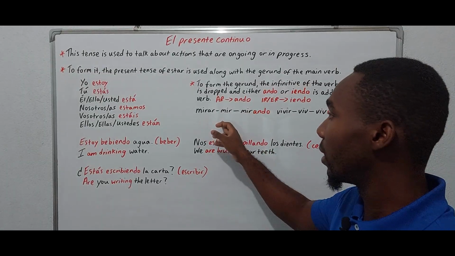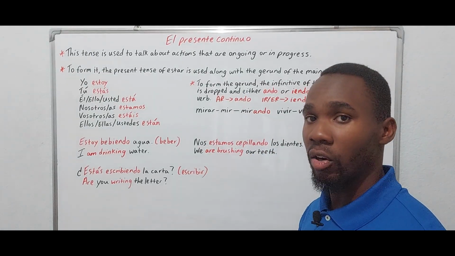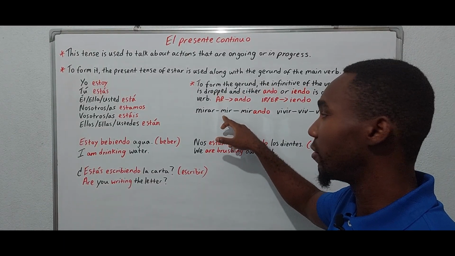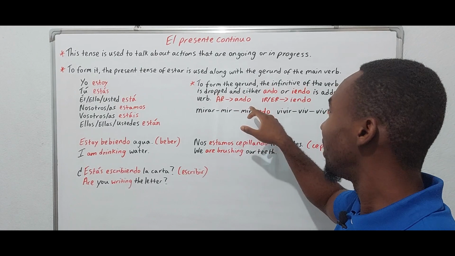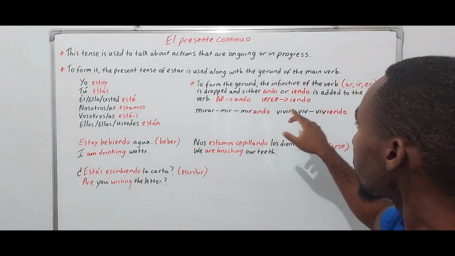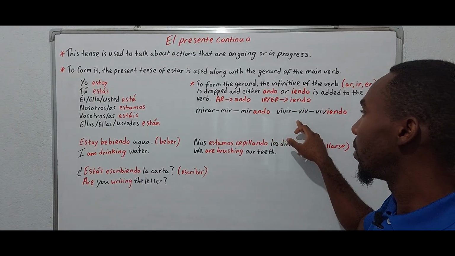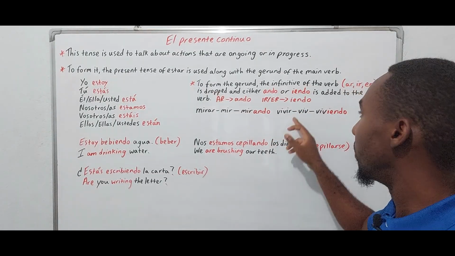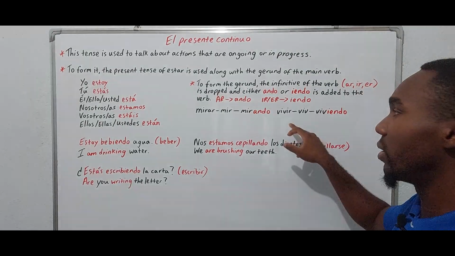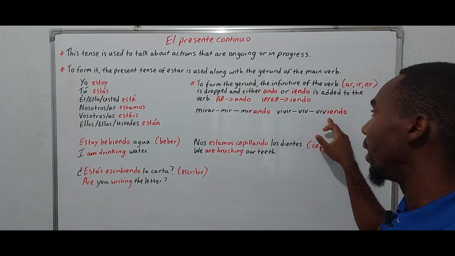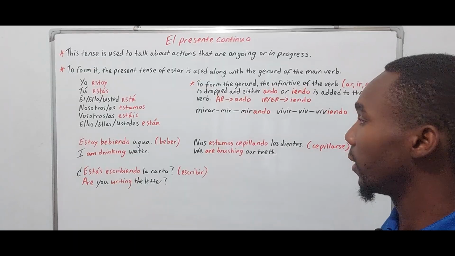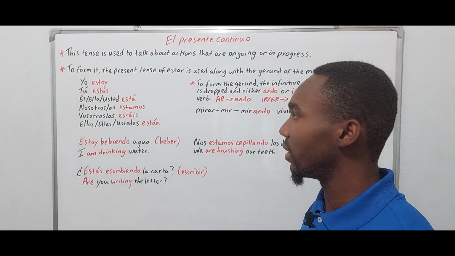So for example, mirar, which means to look at or to watch. We remove the infinitive ar, we have mir, and then we add ando, mirando, right? Similarly, vivir, which means to live, we eliminate the ir, we have viv, and then because it's an ir verb, we add iendo, and consequently we have viviendo, okay? So those are just some examples.